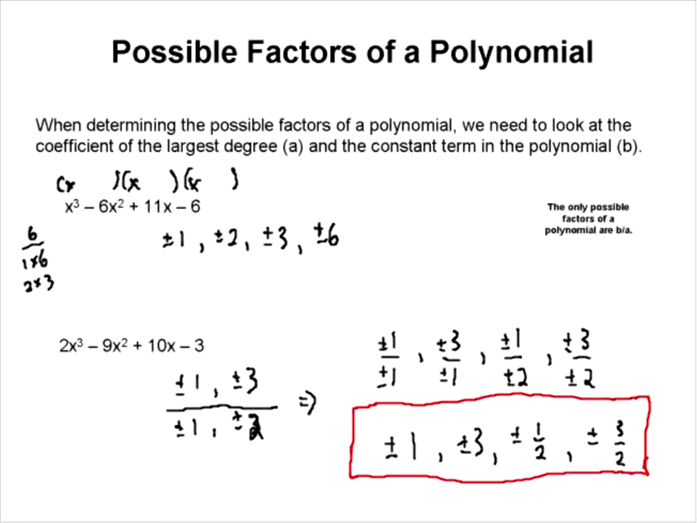Now, it's not that it makes it necessarily a whole lot easier, because now there are 8 possible factors, but it does eliminate all of the other numbers in the world and just restrict it to these values. So that's what we want to do if we're trying to factor a polynomial, to determine what the possible factors are.